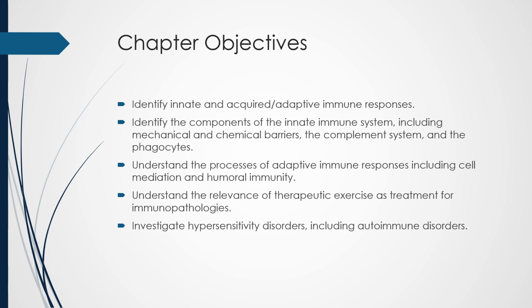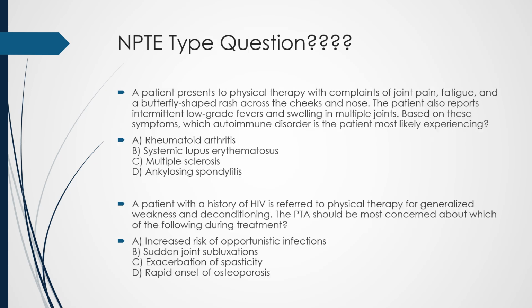Today's objectives are to identify innate and acquired or adaptive immune responses, identify the components of the innate immune system, including mechanical and chemical barriers, the complement system, and phagocytes, understand the process of adaptive immune responses, including cell mediation and humoral immunity, understand the relevance of therapeutic exercise as treatment for immunopathologies, and investigate hypersensitivity disorders, including autoimmune disorders.